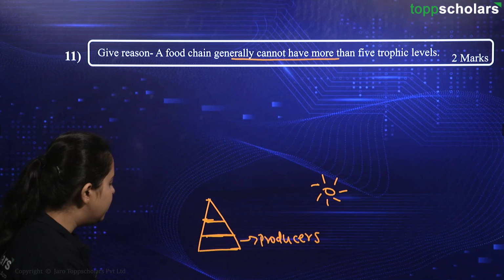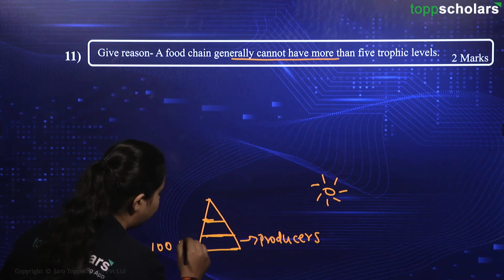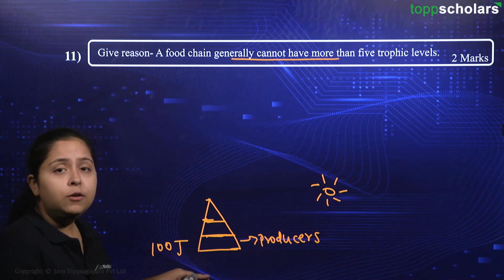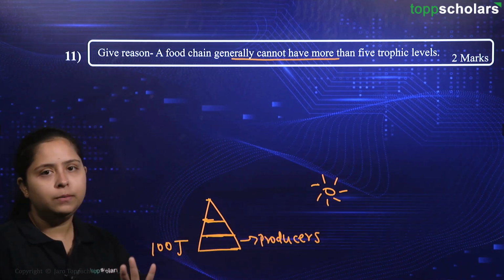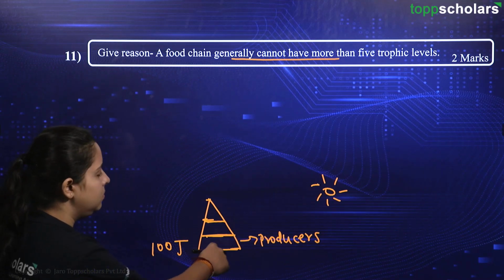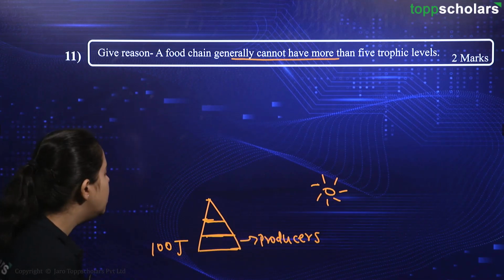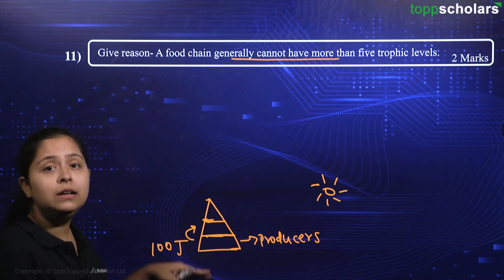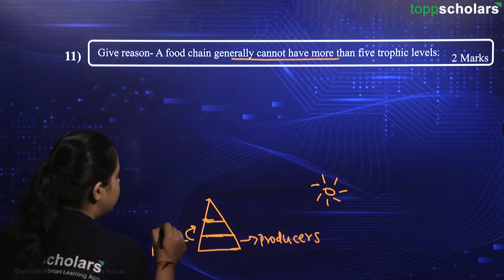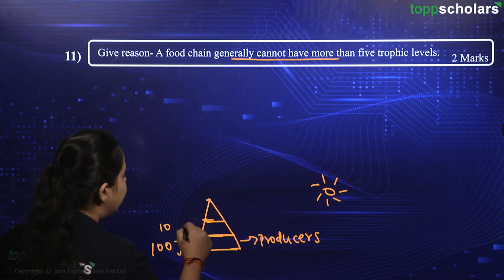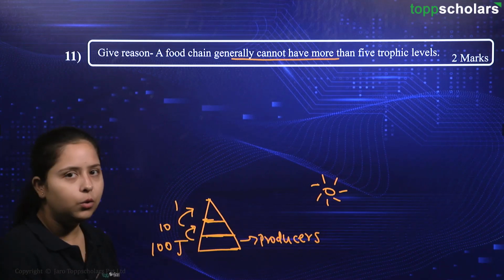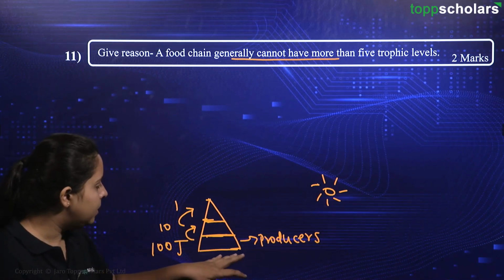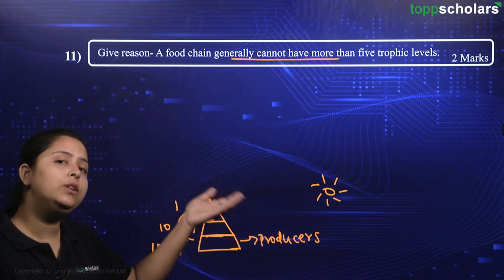Say, for example, 100 joules of energy is acquired from the sun by photosynthesis. They will use most of the energy for their life purposes only, and some energy might be lost to the environment as well. So there is a rule that only 10% of this energy will be available to the next trophic level. 10% of this is 10, and 10% of this 10 is 1. So producers use most of the energy for their life purposes and only 10% is available to the next trophic level.